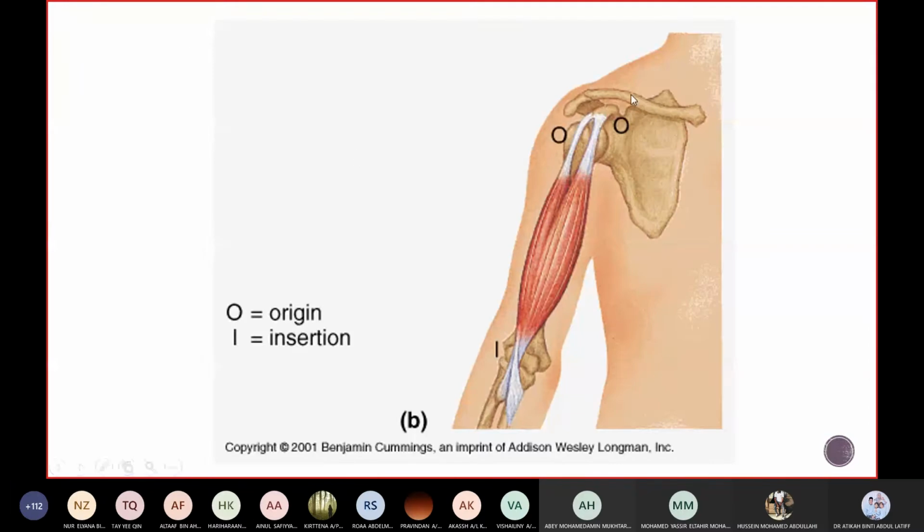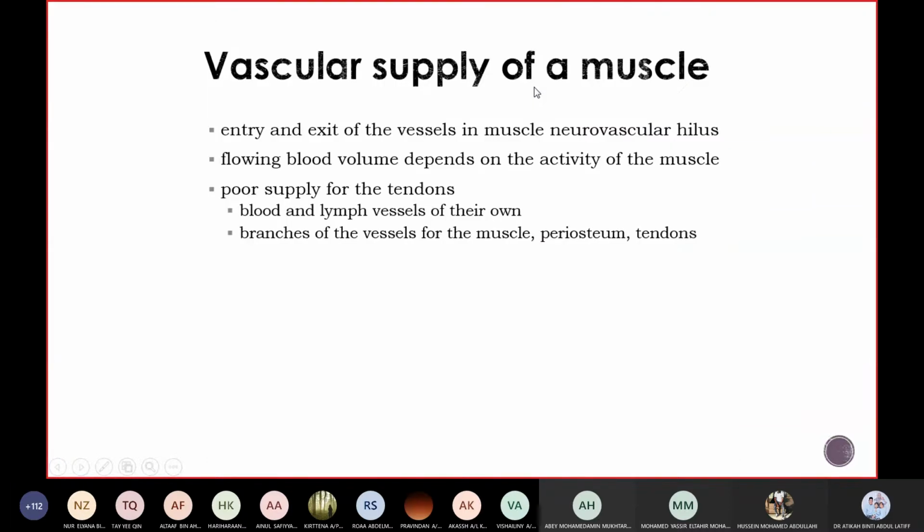As I mentioned earlier, origin is the point where the muscle is fixed and does not move. Insertion is where movement occurs. For example here, the biceps flexes the elbow, so the flexion occurs near the insertion and the origin is fixed. This part of the biceps does not move. Okay, so vascular supply of a muscle.